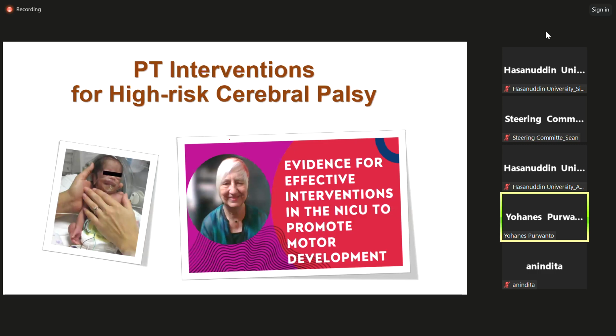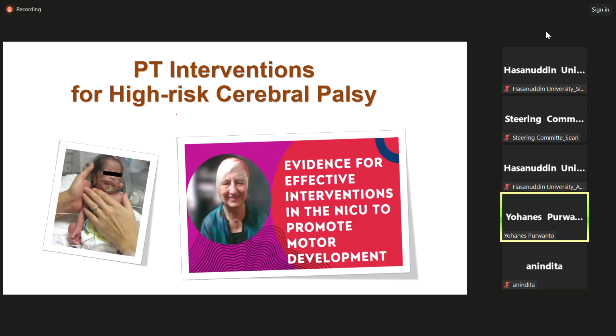We need to start intervention for cerebral palsy, not wait and see after 2 years or after 3 years, but we need to start the early intervention as soon as possible. Start from the NICU room.